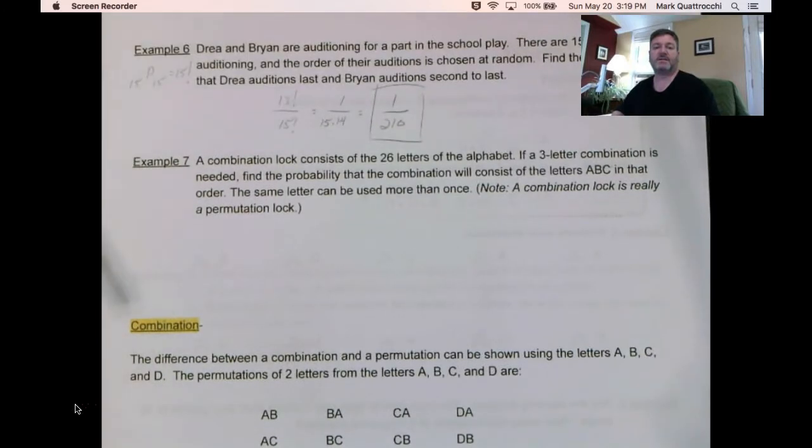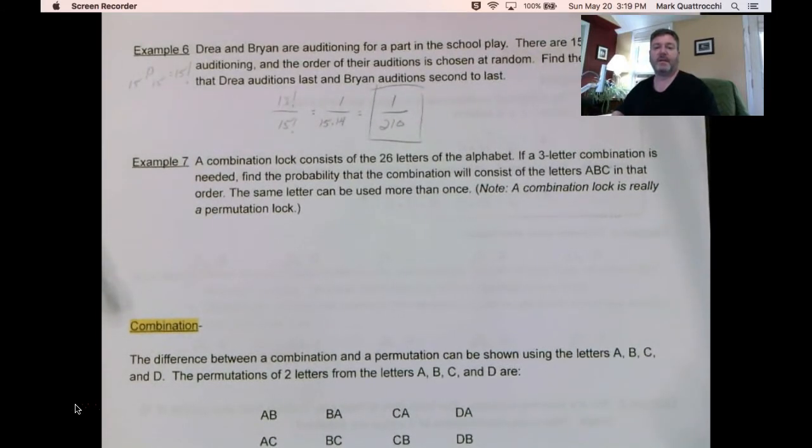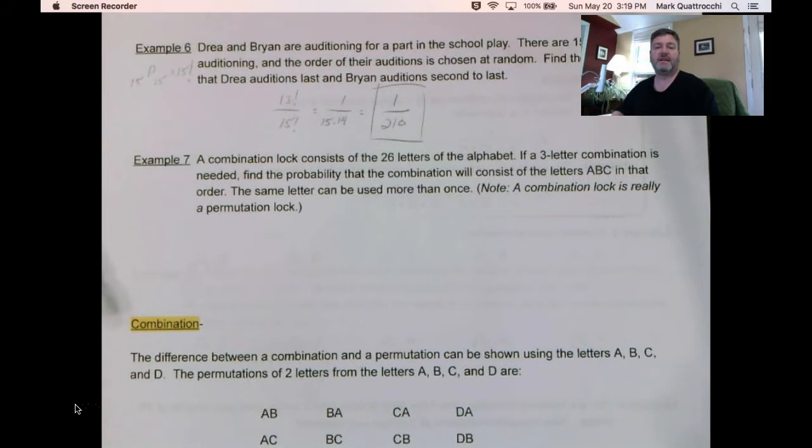Example 7. A combination lock consists of 26 letters of the alphabet. If a 3-letter combination is needed, find the probability that the combination will consist of the letters A, B, C in that order. The same letter can be used more than once. We could have AAA or BBB or XXX.